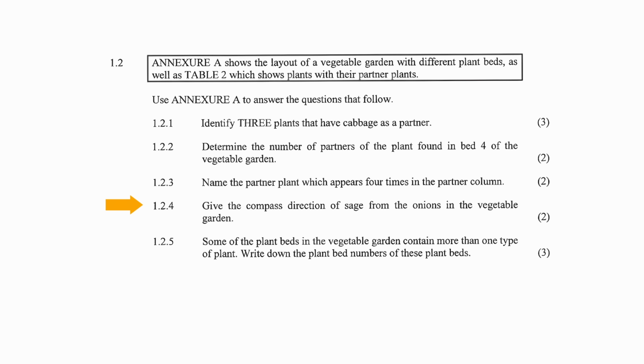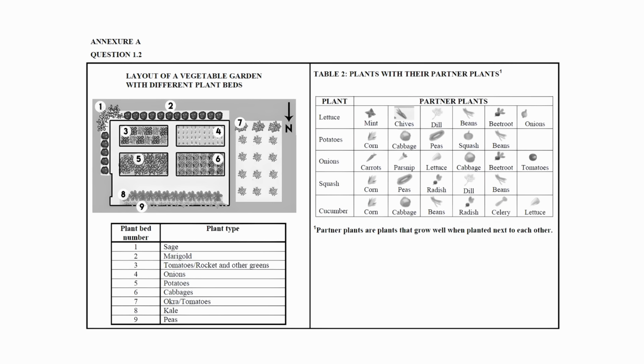In question 1.2.4, you have to give the compass direction of sage from the onions in the vegetable garden. On the layout plan in Annexure A, we note that the arrow points down towards the bottom of the page, indicating that north is in that direction. This means that south is directly opposite to this direction or towards the top of the page, east is to the left of the page, and west is towards the right of the page. So the compass direction of sage is about southeast from the onions in the garden.